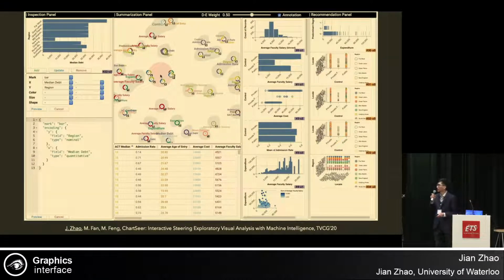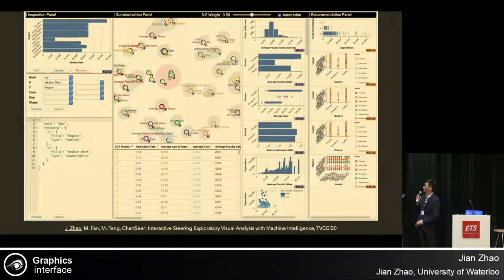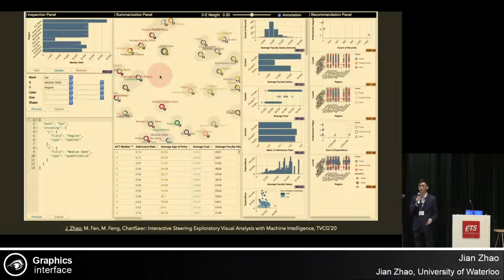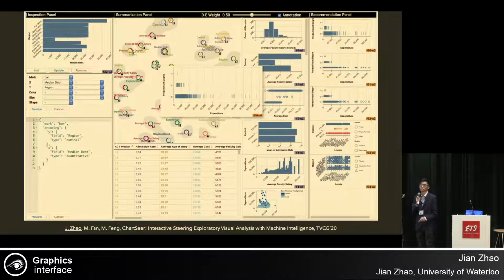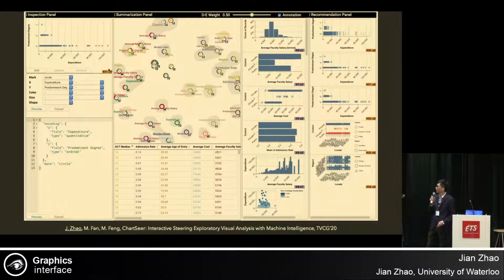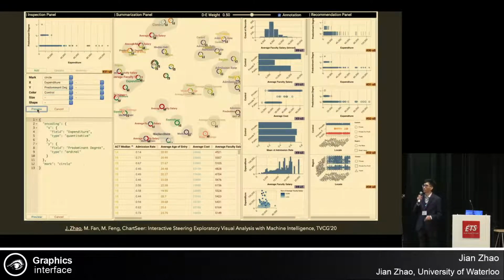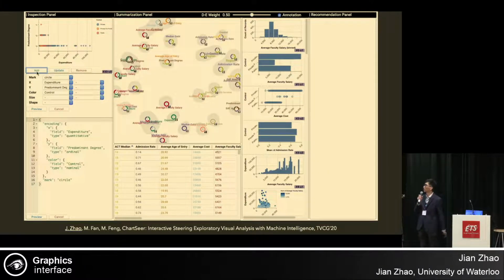So the user can click any empty location on the canvas, and it will retrieve recommendations on the right. And the user can browse the recommendations. If not satisfied, they can click again to retrieve more recommendations in that local area. So the user is giving guidance to this recommendation engine. And if the user likes a certain recommendation, they can make edits and then add that to this canvas, updating the entire analysis space.